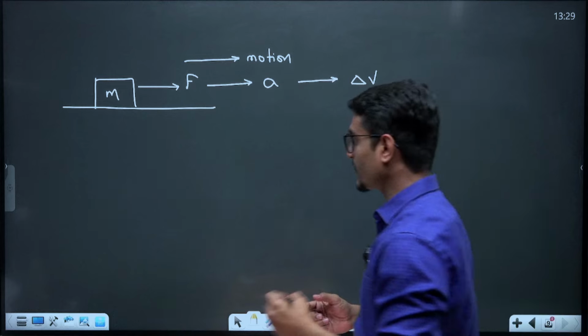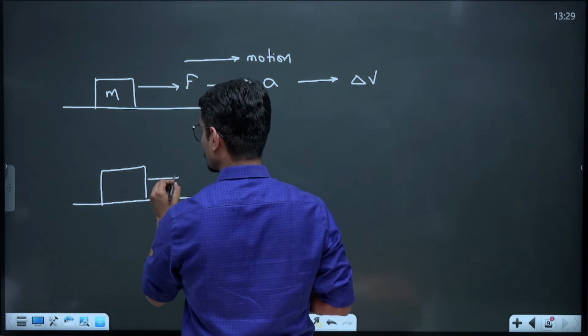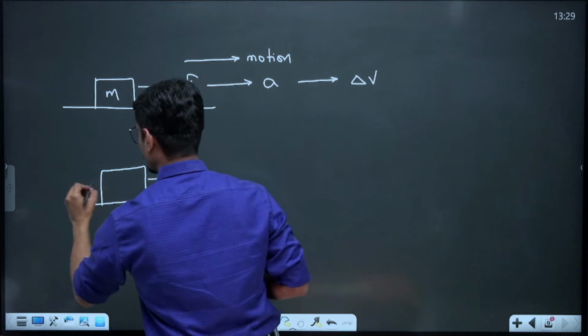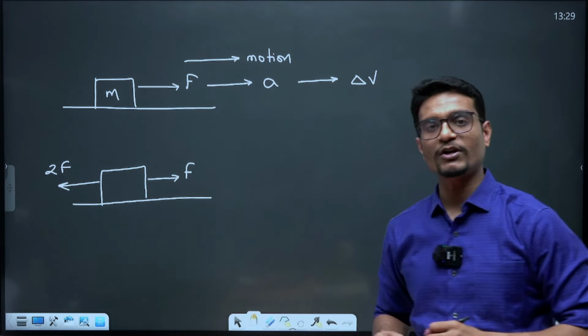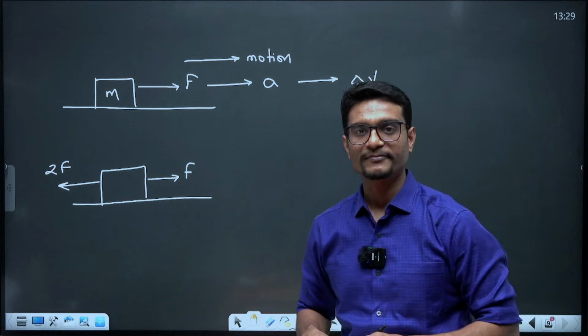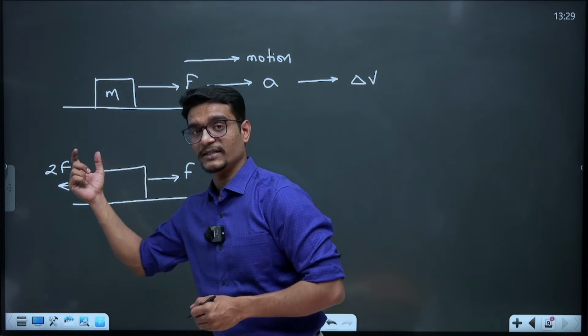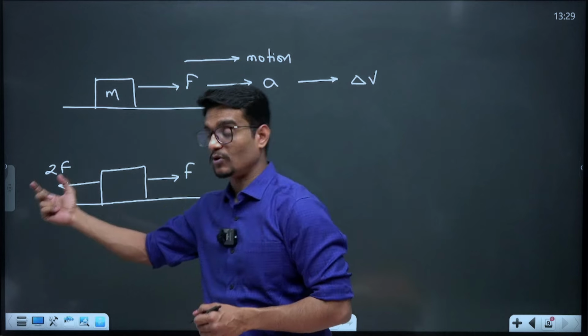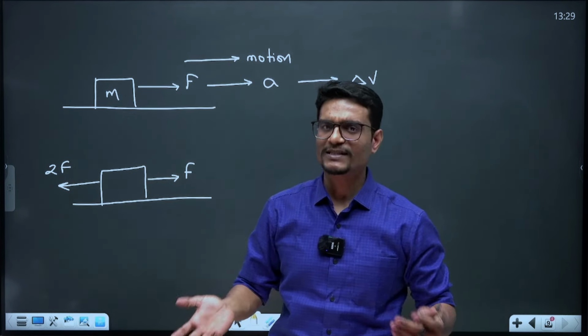But now, what if I apply two forces, one is F and one is 2F? What will happen? You will say, sir, this force is greater in magnitude, so the body will move towards the left. And obviously that is the correct answer.